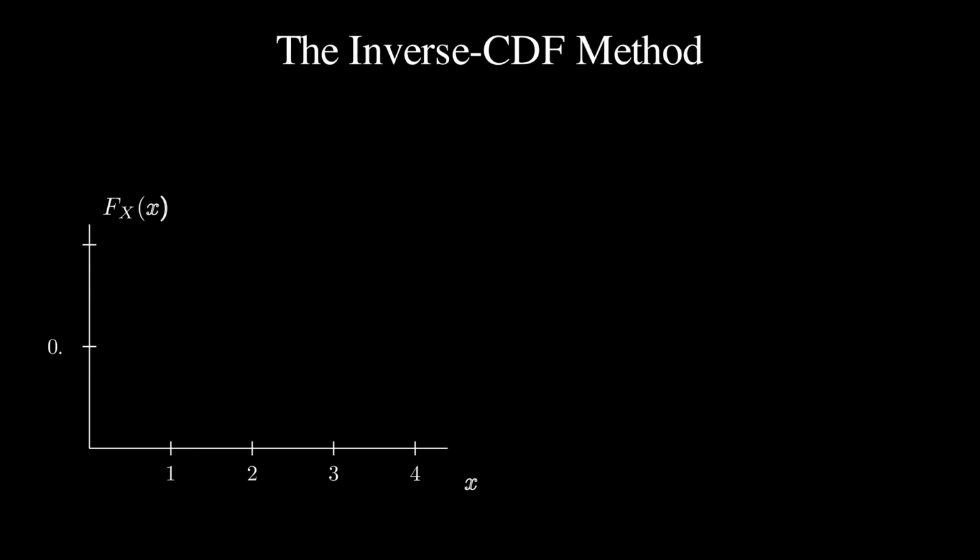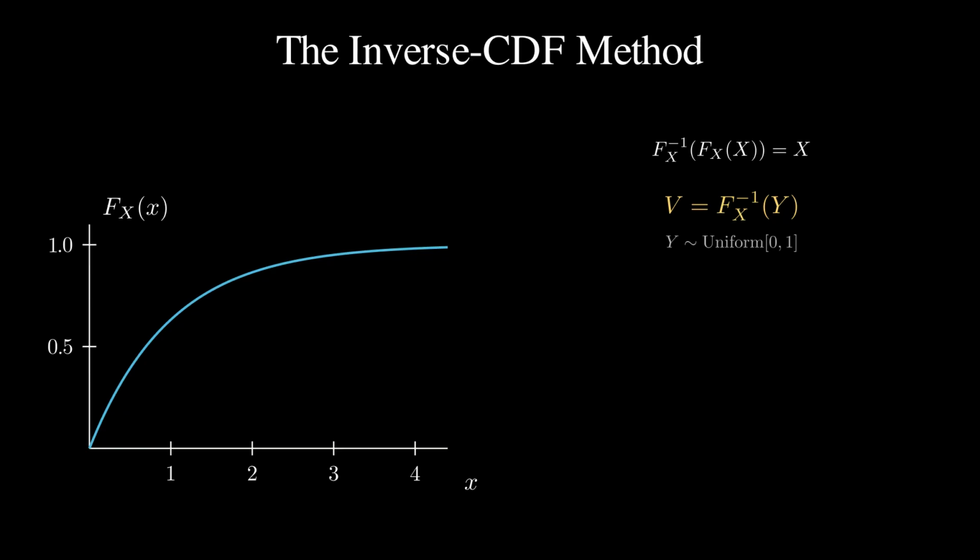If the CDF is a bridge from any distribution to the uniform, cross it in the other direction. When F is invertible, applying the inverse CDF to F of x returns x itself. So take y uniform on the unit interval and define v equals F inverse of y. Derive distributions once more. The density of v is the density of y divided by the derivative of the inverse map, which is the density of y times the derivative of F at v. The uniform density is 1, so what remains is exactly the density of x at v. The variable v has precisely the distribution we wanted.